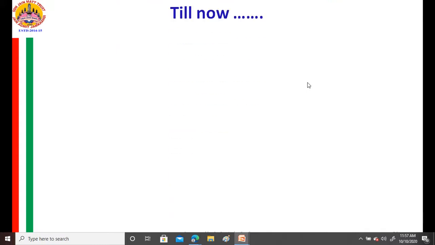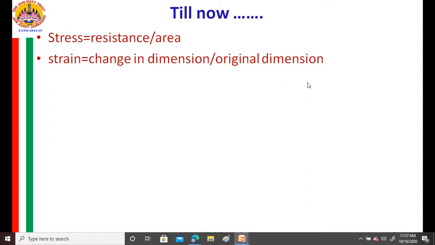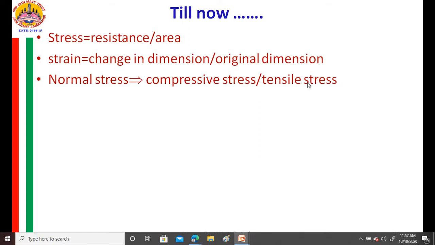just within 5-10 minutes we shall see what all we have covered till date. We have defined the stress as resistance by area, and strain as change in dimension divided by original dimension. The stress we categorized into two types: one is the normal, one more is the shear. Normal acts perpendicular to the area, two types, compressive and tensile. Shear acts parallel to the surface.